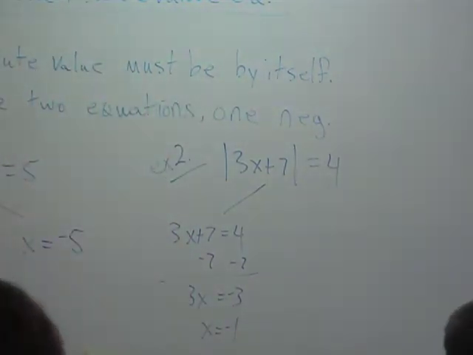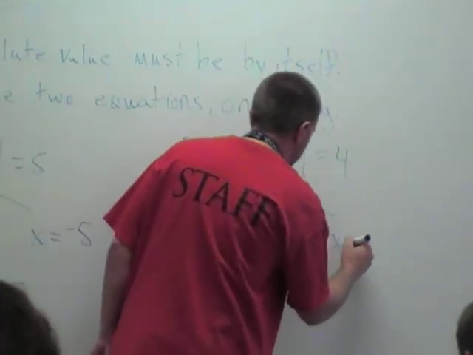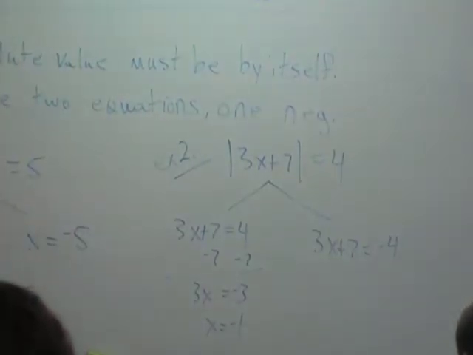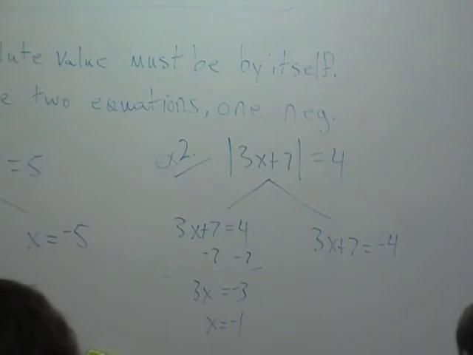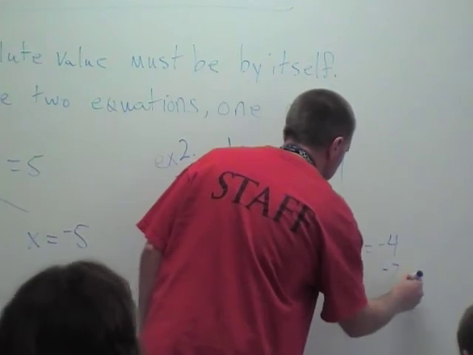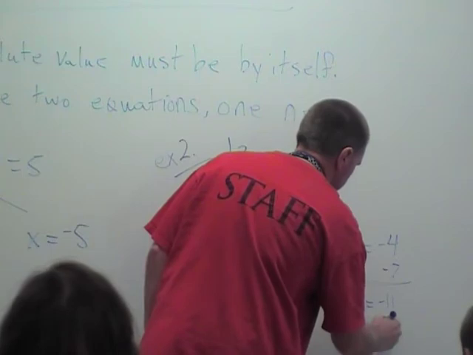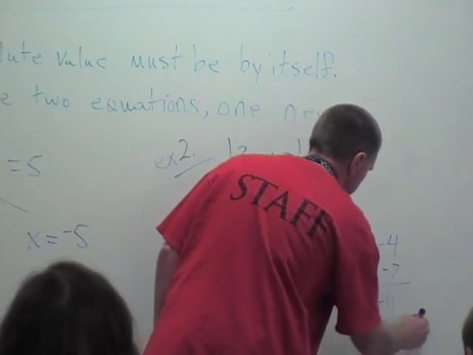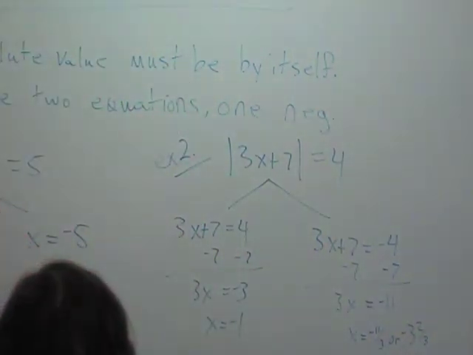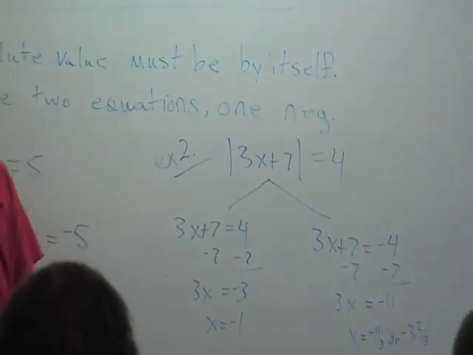You got -1. Good. Next equation is its opposite. 3x plus 7 equals -4. Everybody solve. X equals -3 and 2/3. Good. So you give those two answers. This one and that. Easy?